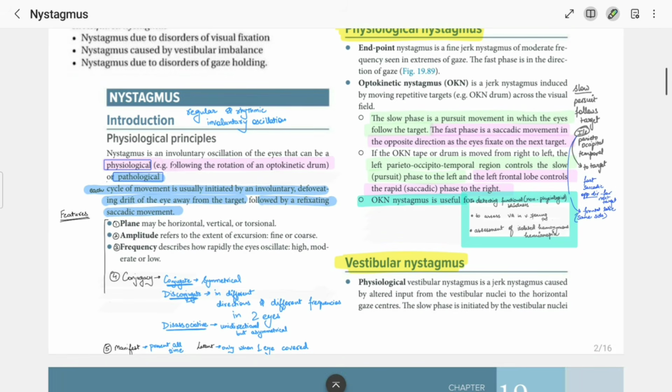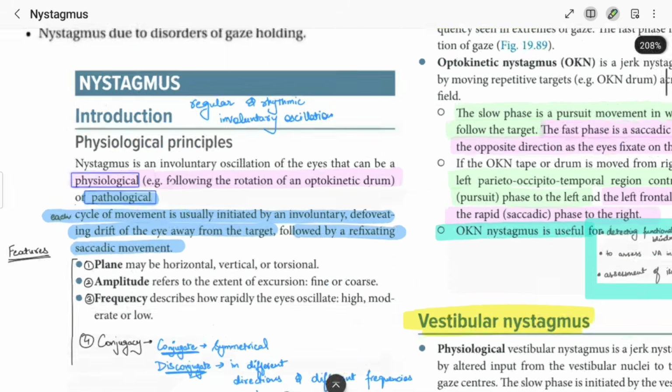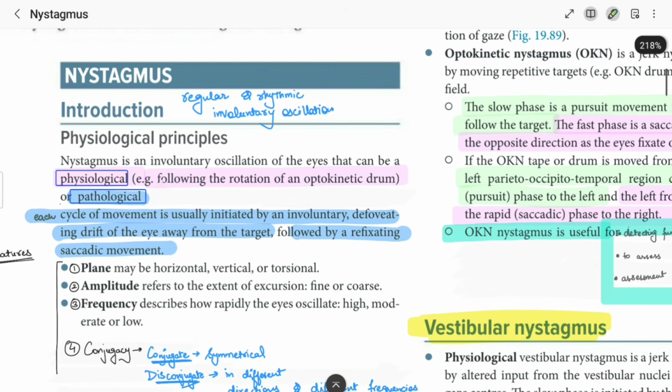I have taken the sources from two books. One is Kanski and the other is A.K. Khurana. The same we study in our UG as third year students. So nystagmus is involuntary oscillation of eyes. It is regular and rhythmic involuntary oscillation that can be physiological or pathological.